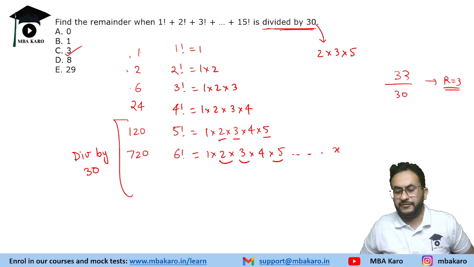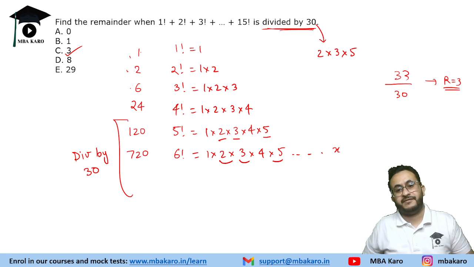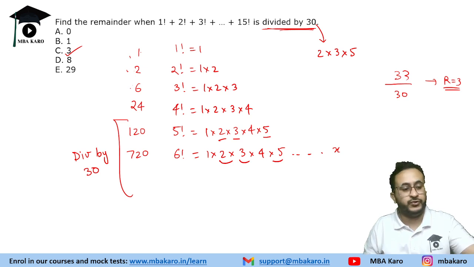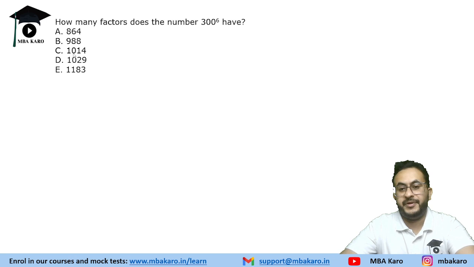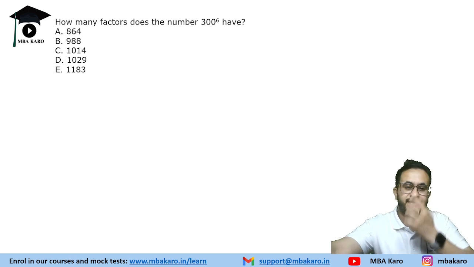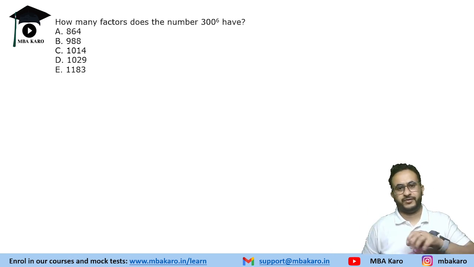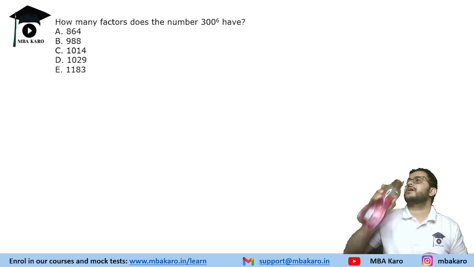This question particularly was very simple, just that you need to have the basic understanding. Like previous question also was simple. It is that you should know the concept of last digit. So please cover these factorial, last digit, divisibility, etc., because you can anticipate questions from number system also in the exam. How many factors does the number 300 raised to the power 6 have? Okay, so simple question. We will break down 300 and find the powers of prime factors.